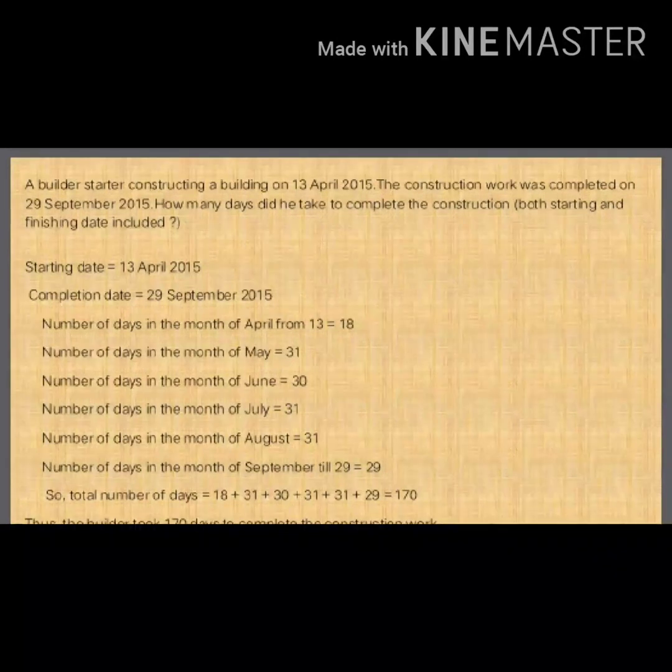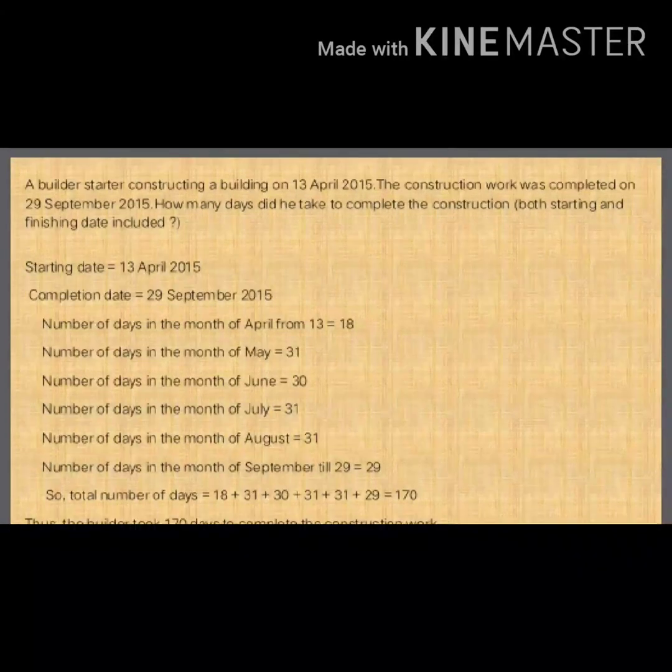Let's count. In April we get how many days? So the number of days in the month of April, that is from 13th April to 30th of April, we get 18 days. Then we will count the entire month of May. So we have 31 days, entire month of June, that is 30 days, entire month of July, that is 31 days, and entire month of August, that is 31.